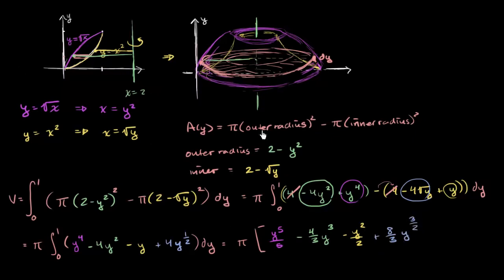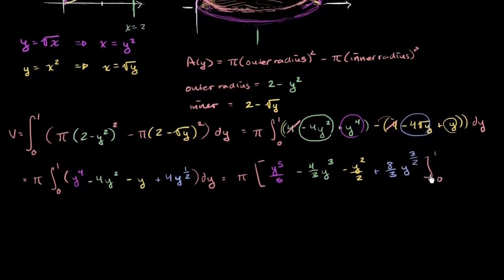And we're going to evaluate this at 1 and at 0. And lucky for us, when you evaluate at 0, this whole thing turns out to be 0. So this is all going to be equal to pi times evaluating all this business at 1. So that's going to be 1/5 minus 4/3 minus 1/2. Whenever you evaluate at 1, it's just going to be plus 8/3. And what's the least common multiple over here?